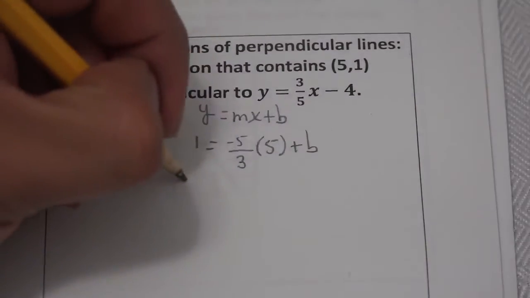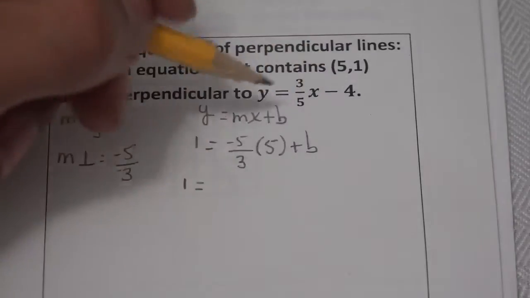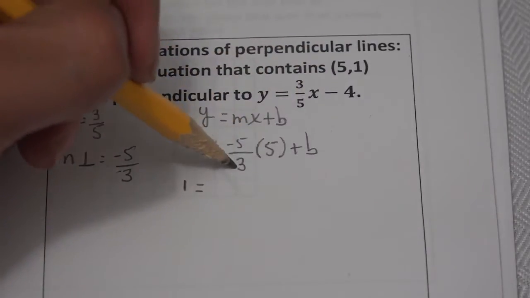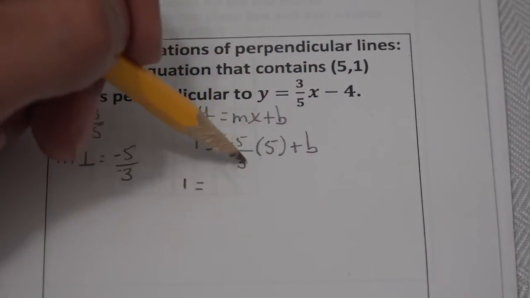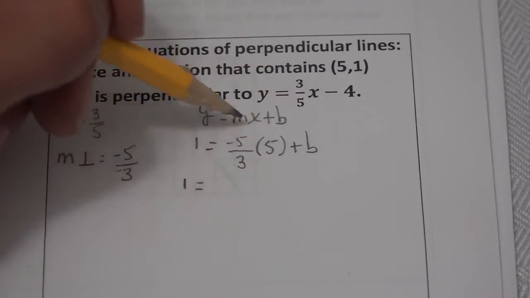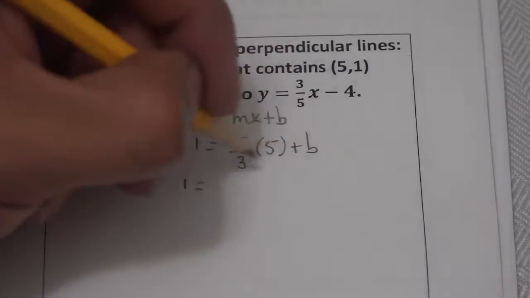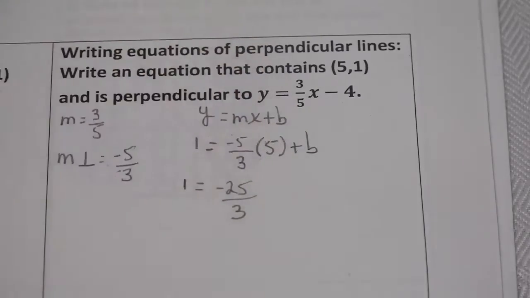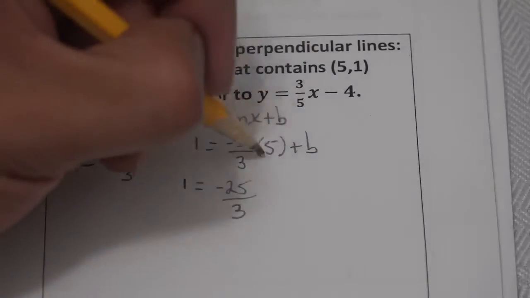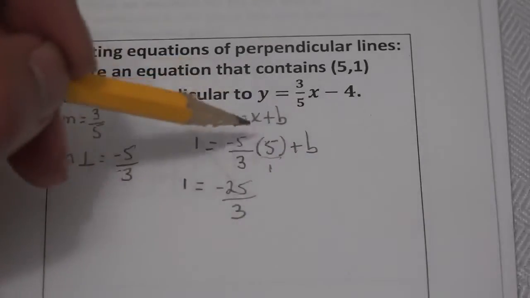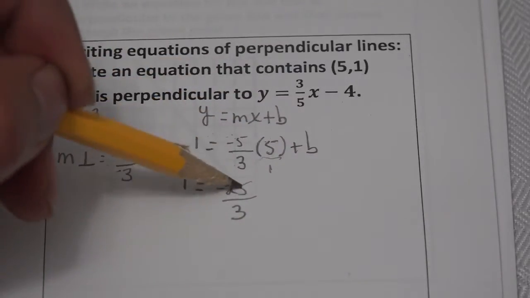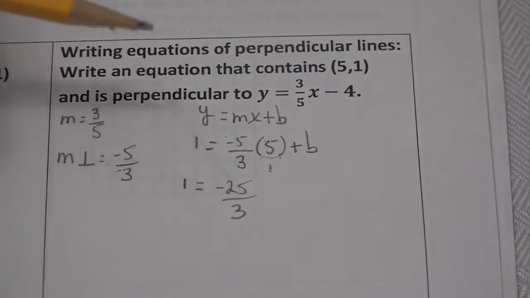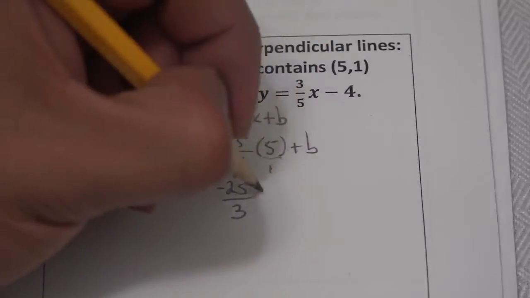All right, so 1 equals, look, 5 doesn't go into 3 like that, so I'm not going to start doing this. I'm just going to multiply by the top. So 5 times -5 is -25, and then over 3. If I wanted to, I could have put a 1 under this, and said 5 times -5 is -25, 1 times 3 is still 3. You see, it really doesn't change anything.